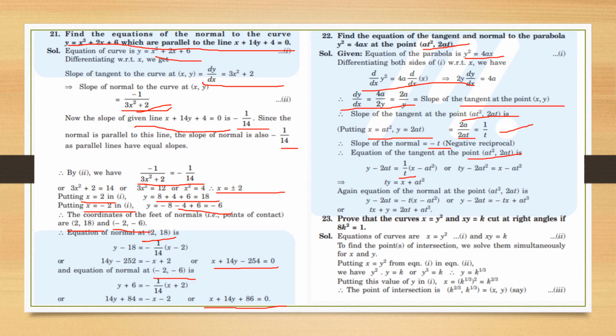So it gives me ty equal to x plus at². And for the normal, for the same point, I'll use the slope as minus t. So using this, I'll get it as tx plus y equal to 2at plus at³.